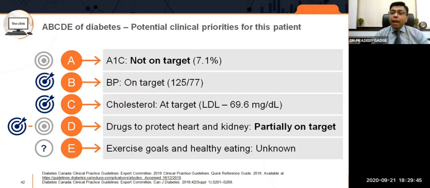Now we have a new class of drug called SGLT2 inhibitors. So why not use that as well? And the patient is quite affording. And the last thing is, let's motivate her to do better diet and better exercise.